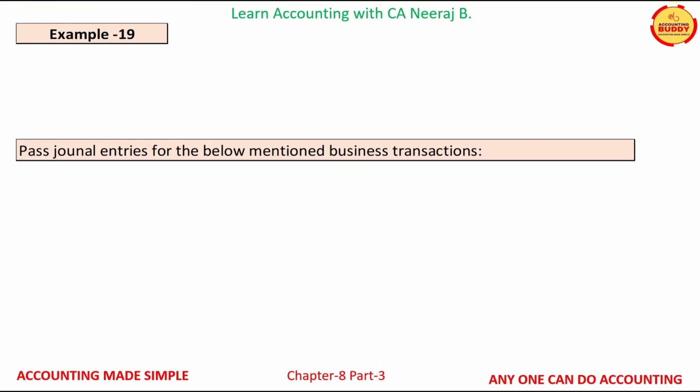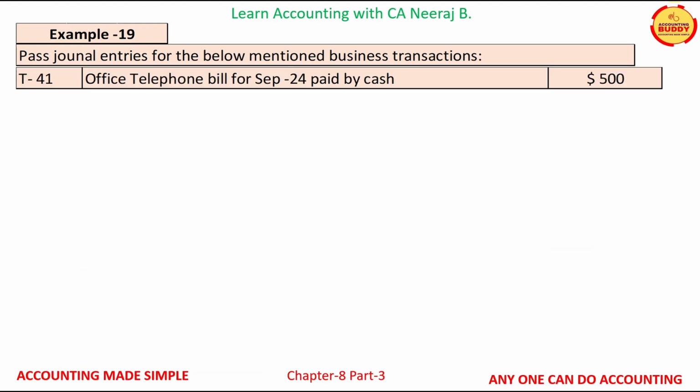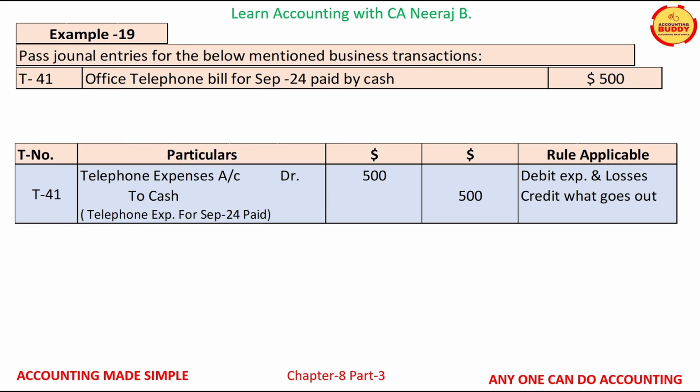Another illustration on your screen is past journal entries for the below mentioned business transactions. Transaction T41 is office telephone bill for $500 for the month of September 24 paid in cash. The two accounts which are affected are telephone expense account and cash account. Telephone expense, being the business expense, is debited as per nominal account rule of debit all expenses and losses. Cash is a real account, and the rule of real account is credit what goes out. Therefore, this transaction is recorded for $500 by debiting telephone expenses account and crediting cash account.